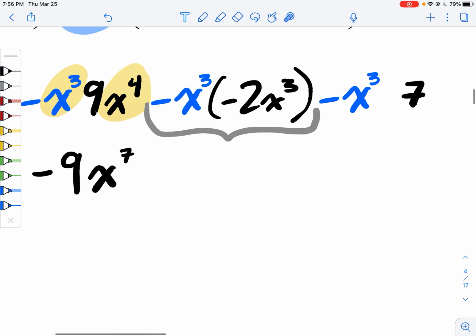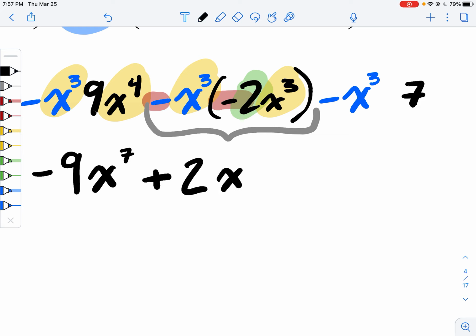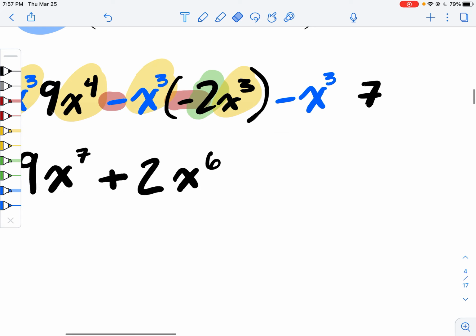Here we've got a negative times a negative. Negative times a negative gives us a positive. And then we've got one number to go out front. That's a 2. So we've got positive 2. And then our x terms, we have x cubed times x cubed. Well, 3 plus 3 is 6. So that gives us 2x to the 6th power.